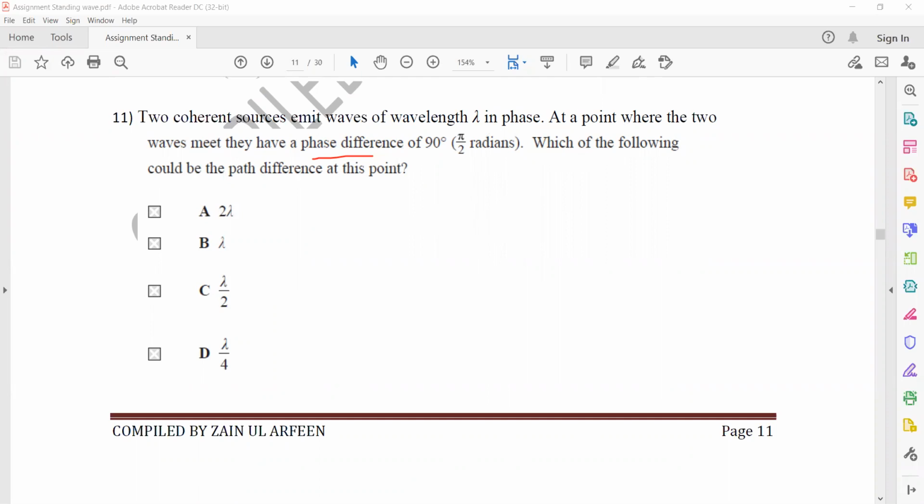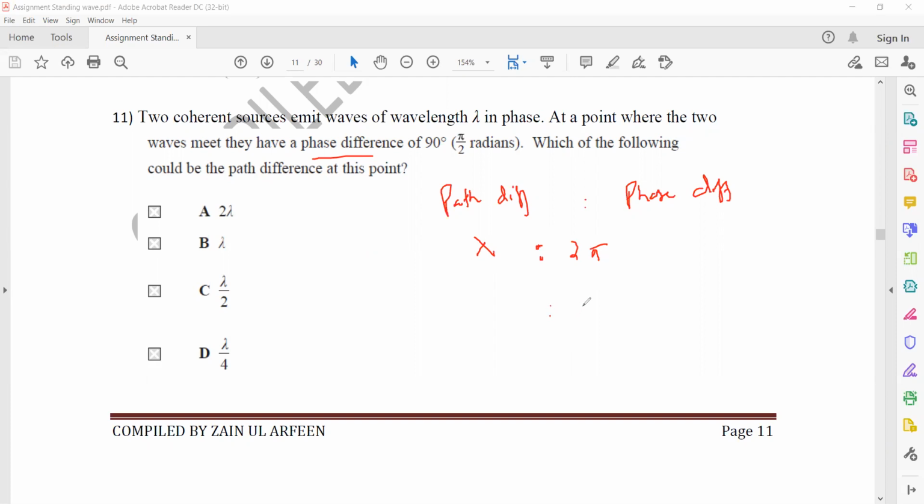As we know, the relation between the phase difference and the path difference: when the path difference is lambda, the phase difference will be equal to 2 pi radians.